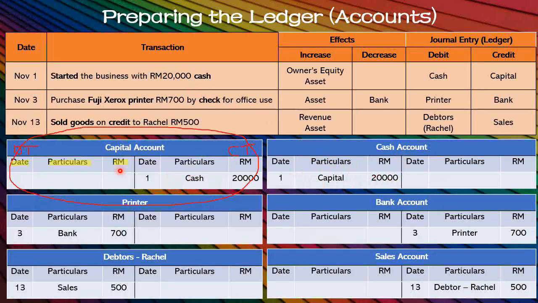Kemudian terus buka account capital. Buat terus di account, kemudian letak di sebelah kredit, sebab dia kata kredit capital. Letakkan tarikh, particularnya siapa kawan yang debit dia. Siapa kawan debit dia? Kawan debit dia adalah account cash. So letakkan cash RM20,000.